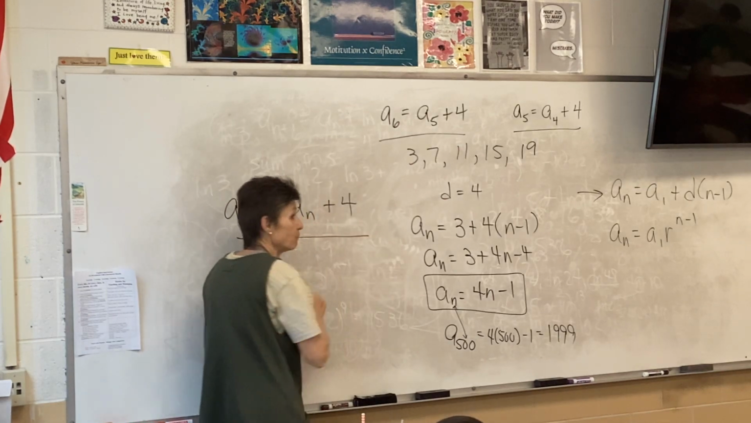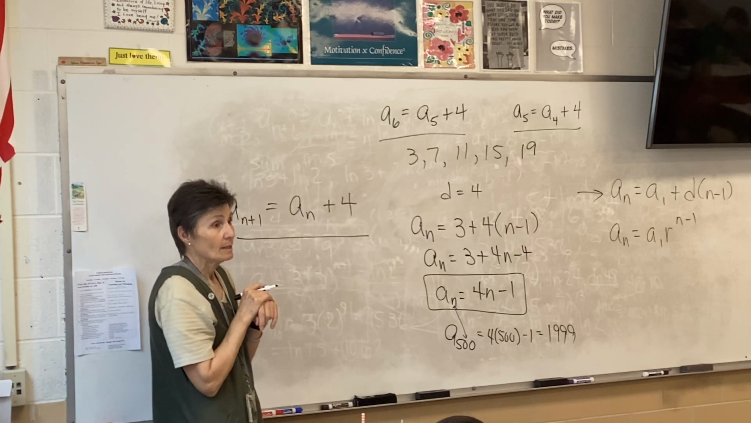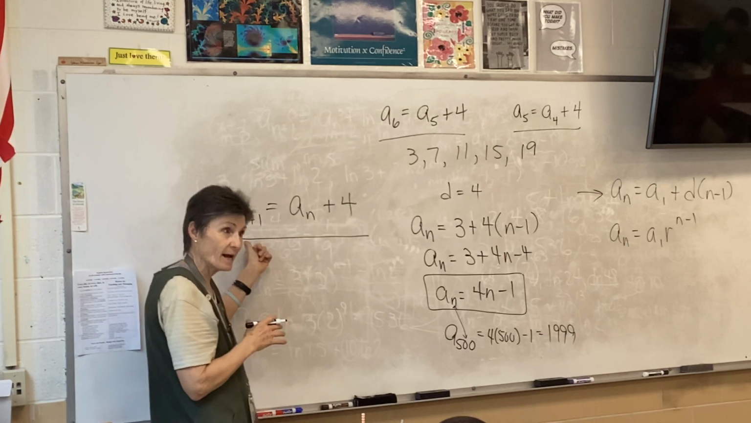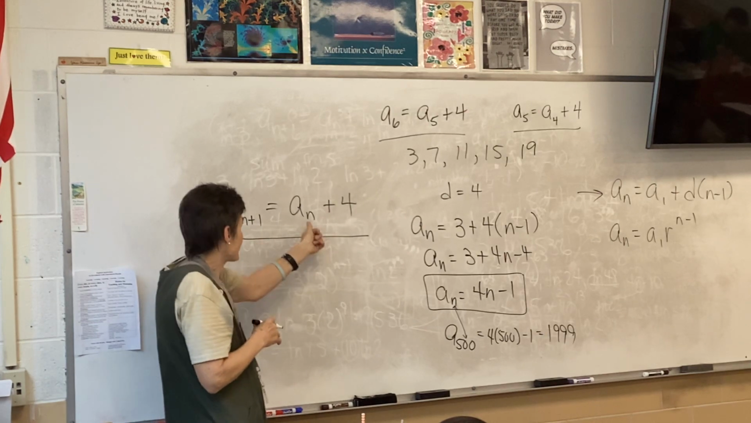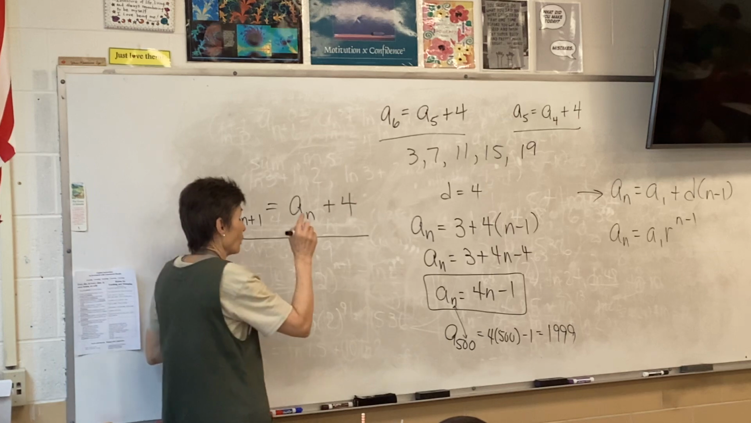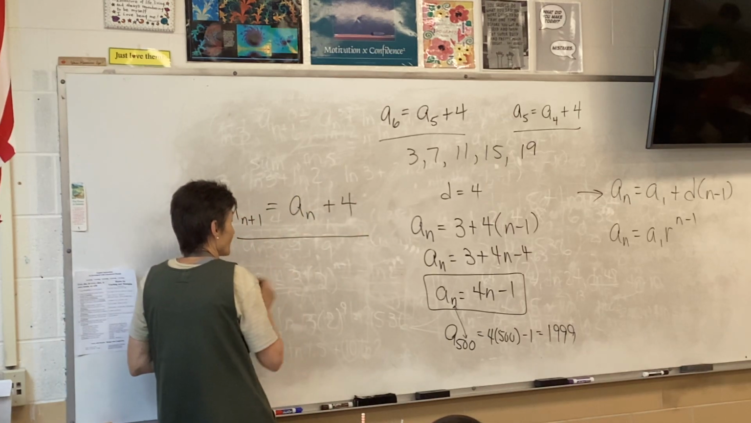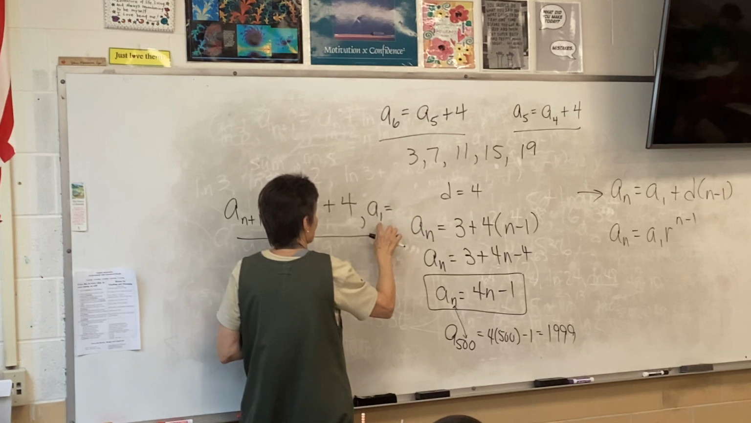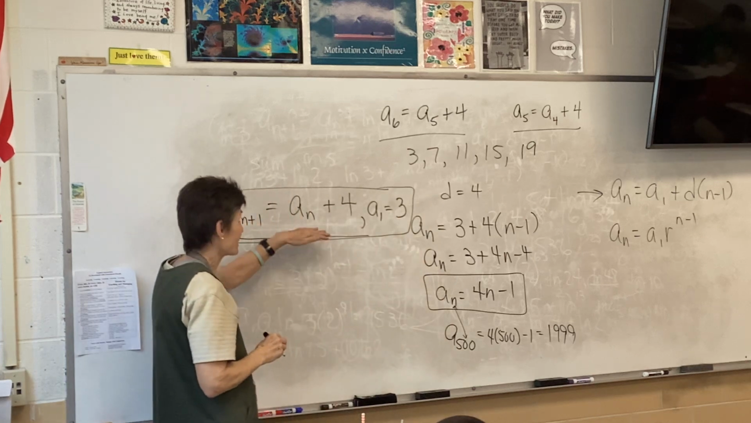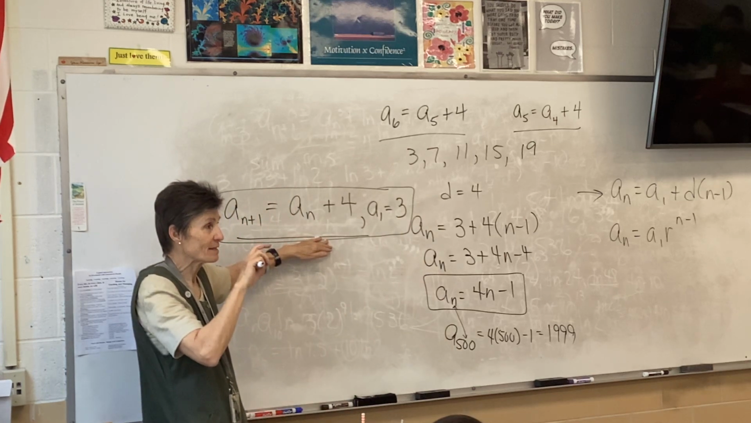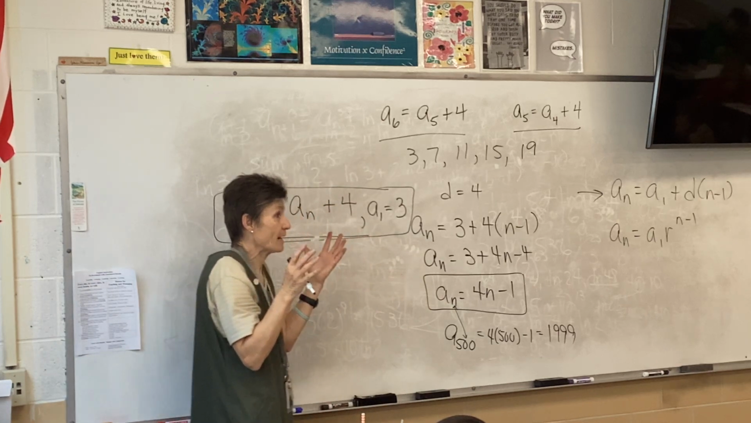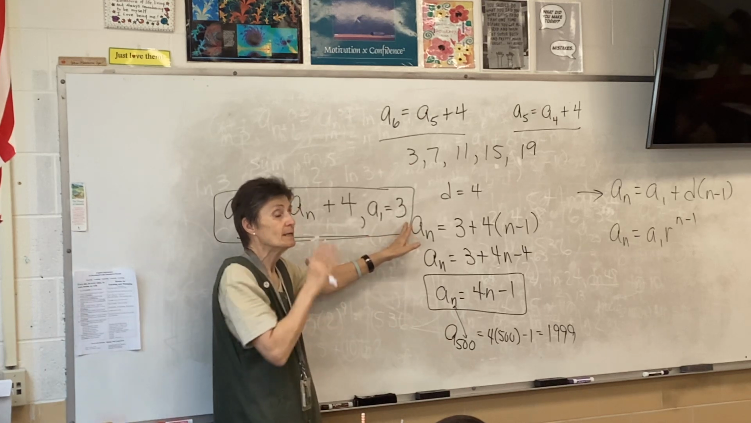This is a recursive formula. It says that if you take the 8th term and add 4, you get the 9th term. If you take the 62nd term and add 4, you get the 63rd term. Now, the only thing about these is you have to tell me where to start. So I have to add that the first term is 3, because all this formula does is tell me that I keep adding 4. If I don't know where I'm starting, then I can't do that. I need a starting point. So start with 3 and keep adding 4.